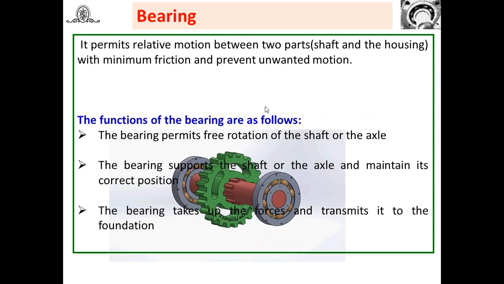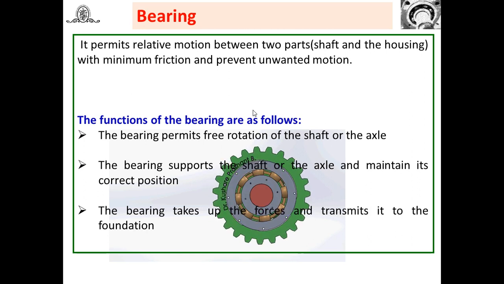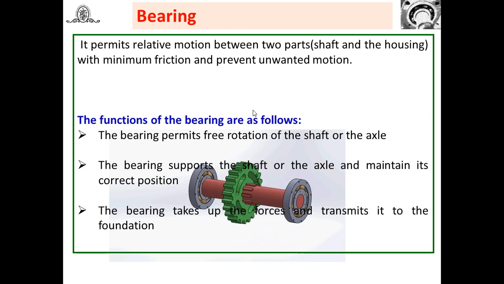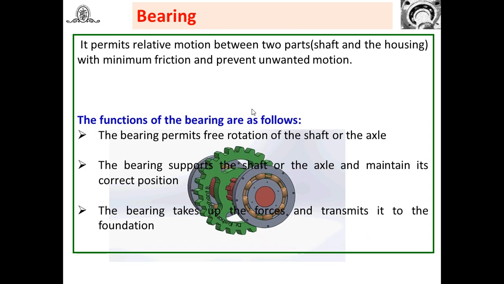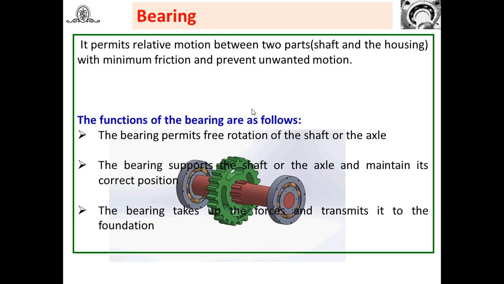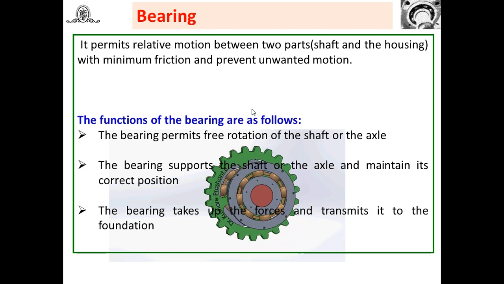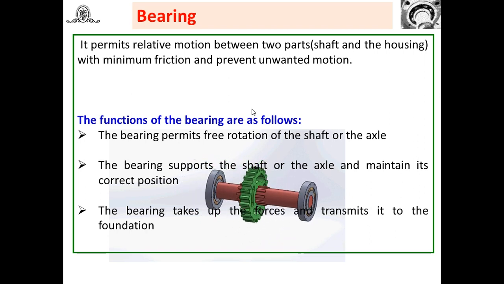Let us define bearing. A bearing is a machine element or a mechanical element that permits relative motion between two parts, that is the shaft and the housing, with minimum friction and prevents unwanted motion. That means it permits relative motion between the two parts and prevents unwanted motion, but how does it achieve this? With minimum friction. And this mechanical element is known as a bearing.